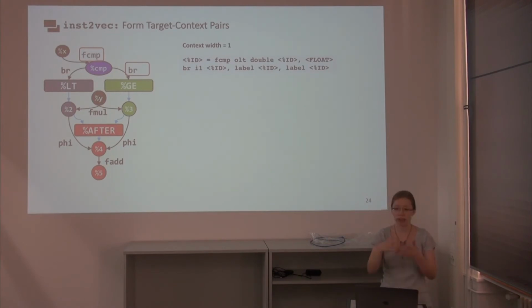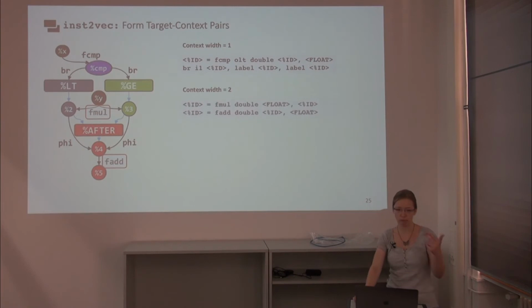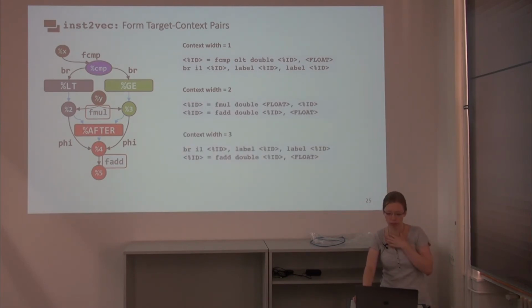And then we could imagine looking at slightly wider contexts, for example, of width 2. The 2 boxes that you see highlighted here, this multiplication and the add, are just separated by 2 jumps or 2 edges in the XFG, and they would then form this pair of context width 2. And so on and so forth. You can go on with context widths of 3 as well.